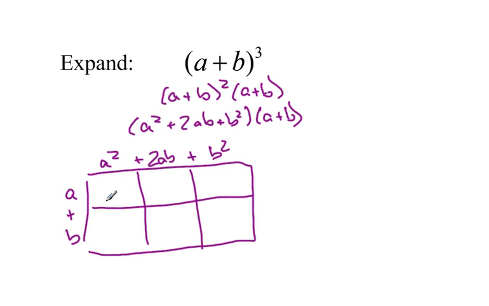Let's see, a times a squared is a cubed. A times 2ab is 2a squared b. A times b squared is ab squared. B times a squared is a squared b. I like keeping things in alphabetical order. B times 2ab is 2ab squared. And b times b squared gives us b cubed.